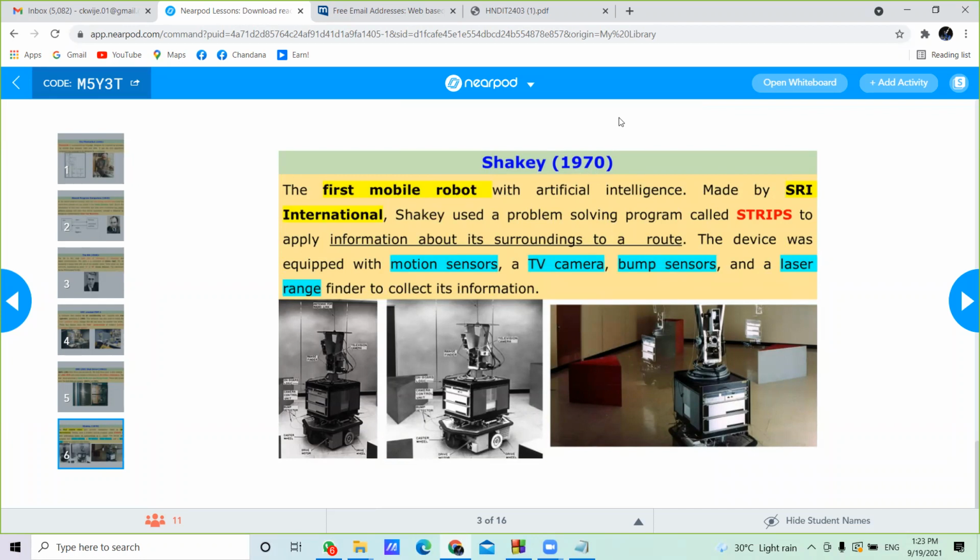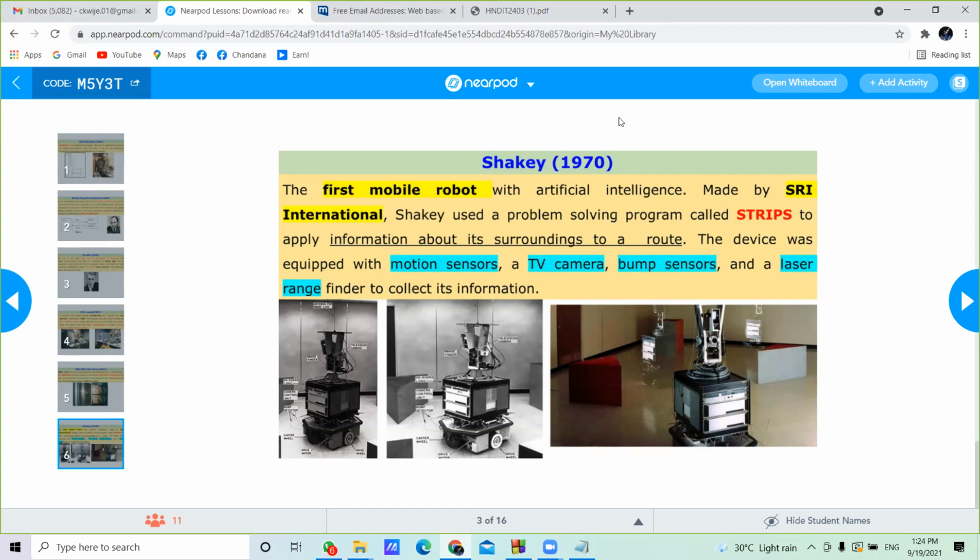to do its functions. Shaki used some equipment that you can see here: motion sensors to capture the things around Shaki, then TV cameras, bumper sensors, and laser range finders. These are the things they use to capture the things around Shaki. This was invented in 1970. That's the result of artificial intelligence.